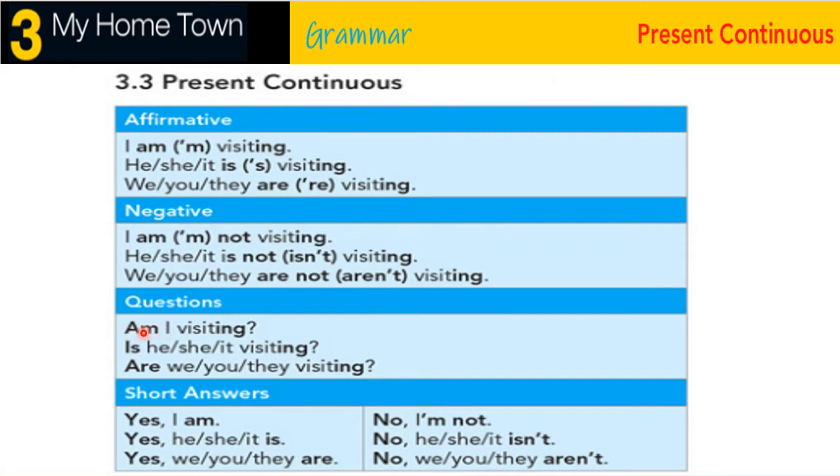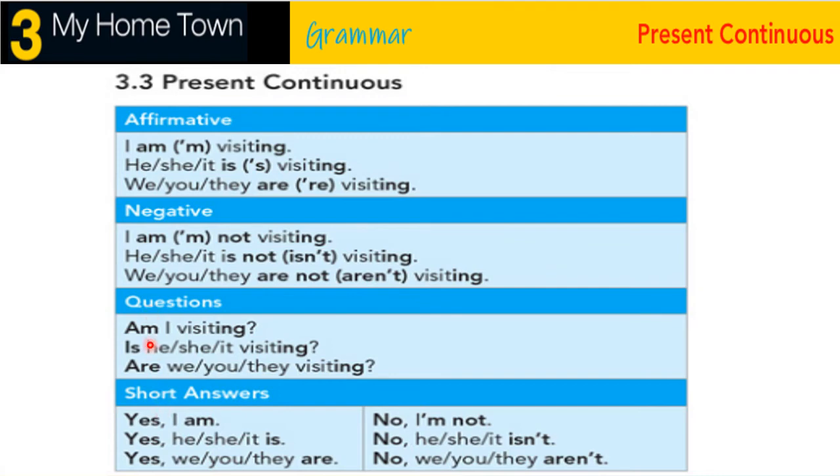Am I visiting? Is he visiting? Is she visiting? Is it visiting? Are we visiting? Are you visiting? Or are they visiting? So I start with the verb to be, then comes the subject, then the verb ing. Verb to be plus subject plus verb ing. That's how we form the question.